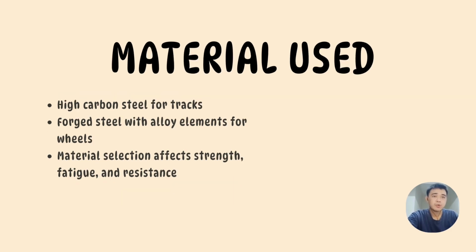The materials used in the railway track and the wheels are chosen for their mechanical strength and resistance to stress. High carbon steel is ideal for the track due to its hardness, while forged alloy steel is preferred for the wheels due to its toughness and crack resistance.